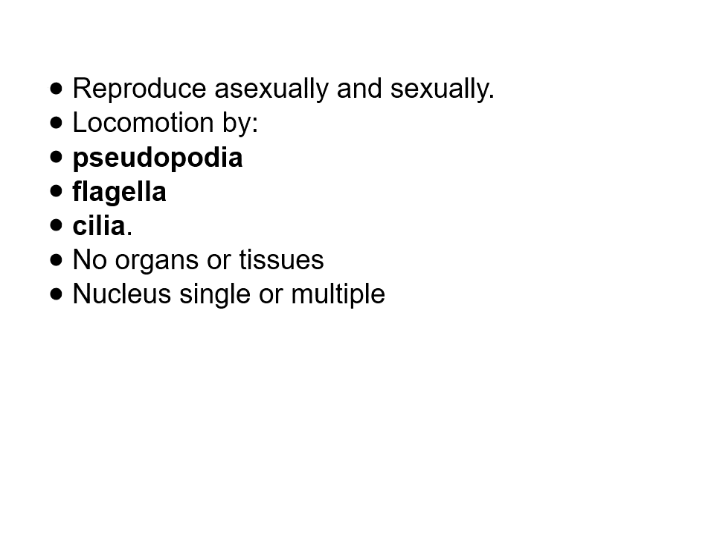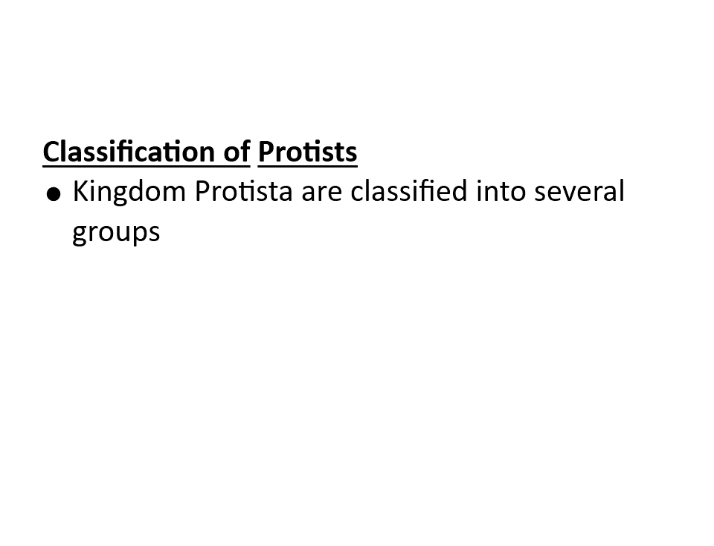Alright, so they reproduce asexually or sexually, and they move by pseudopodia, false legs, just like amoeba, or they have flagella or cilia. They have no organs or tissues, and their nucleus can be either single or multiple. So protista are basically classified by groups, not by phylum, different from other kingdoms.